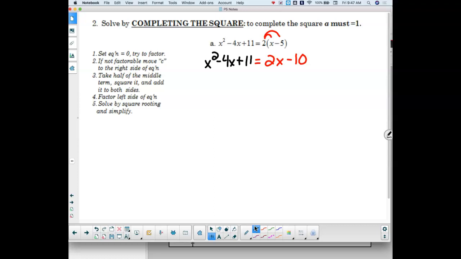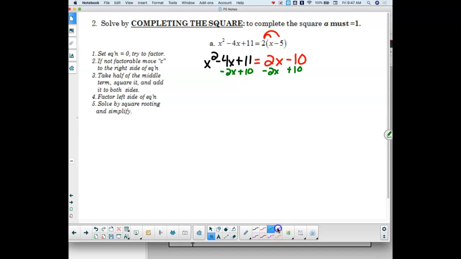Then I'm going to subtract 2x and add 10 at the same time. Most of this I understand you're doing in your head. That's fine. 2x squared, or x squared, minus 6x plus 21, and I finally got it equal to 0.